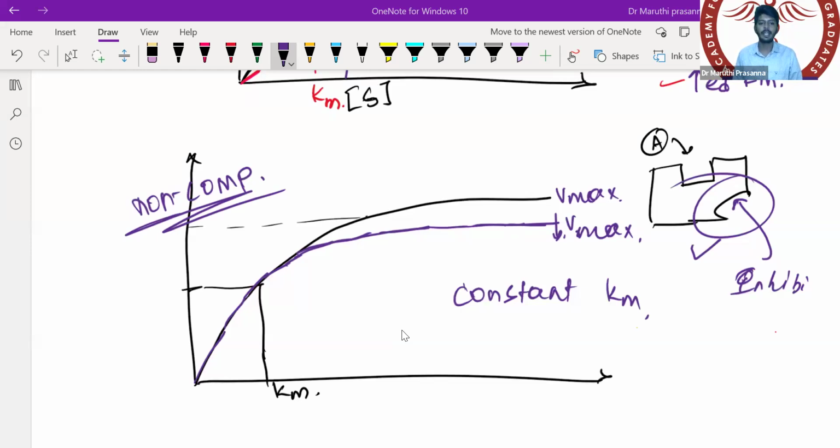So, in uncompetitive or non-competitive inhibition, Km will be constant, Vmax will be decreased because the inhibitor is not competing for the same site. Rather, the inhibitor is trying to inhibit the allosteric site, meaning the inhibitor is binding to a different site. Okay. All right. So that finishes our enzymes.